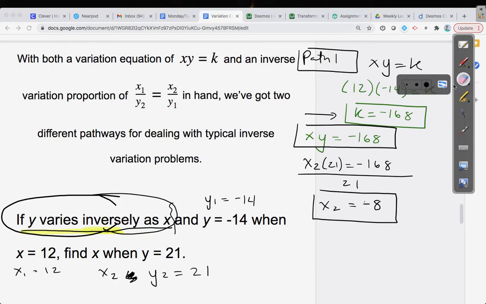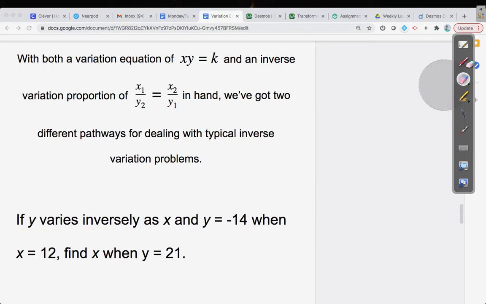But you might choose not to do this at all. You might say, nope, that's too much work. I want to get to the answer in a much more direct way, and that's certainly an option. We can grab this proportion of x sub 1 over y sub 2 is equal to x sub 2 over y sub 1. Incidentally, I can't commit this to memory. I never do.